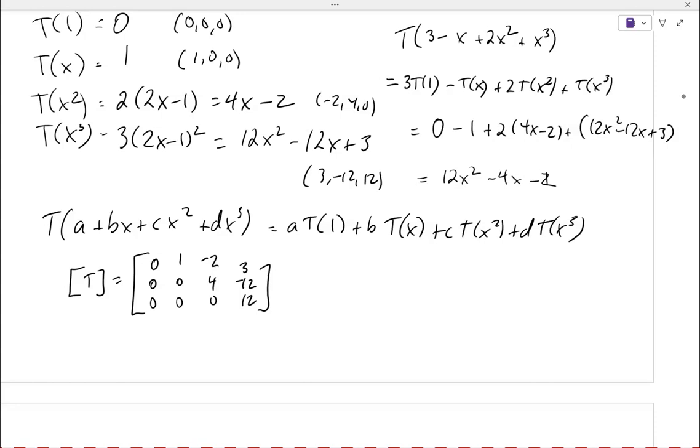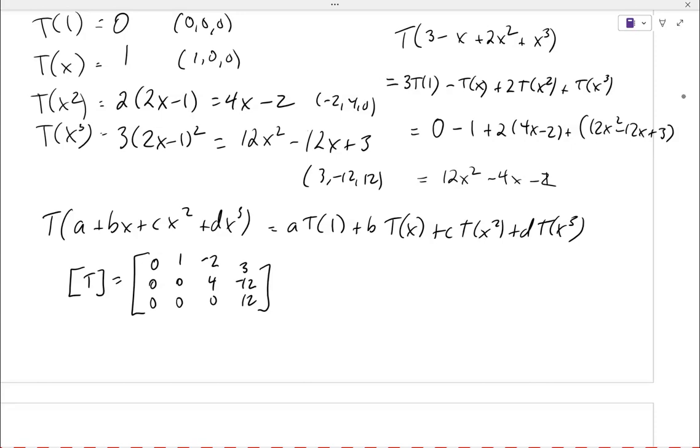Now, something to notice here, we're going to go from P3 to P2. That's like dimension, that's like R4 to R3 or dimension 4 to dimension 3. What size matrix do we have? 3 by 4 again, right? Looks like it reverses those ideas, if you will. Cool. So this would be the matrix of this transformation.